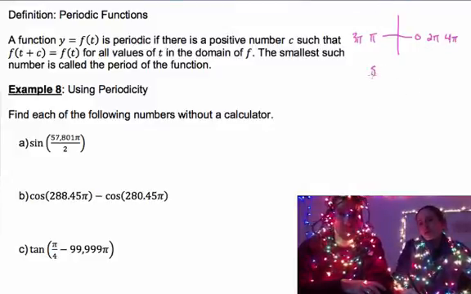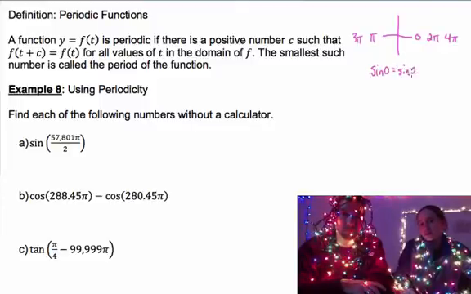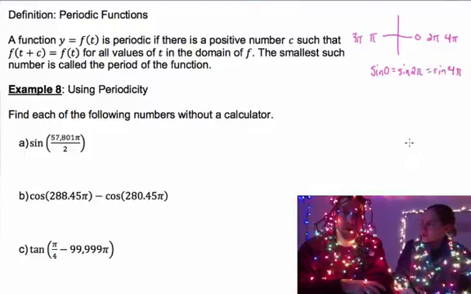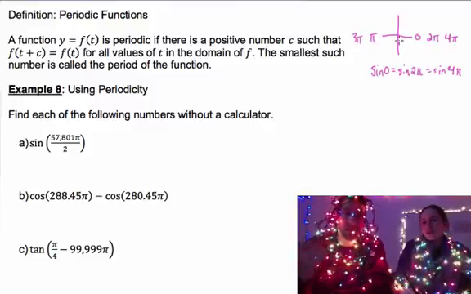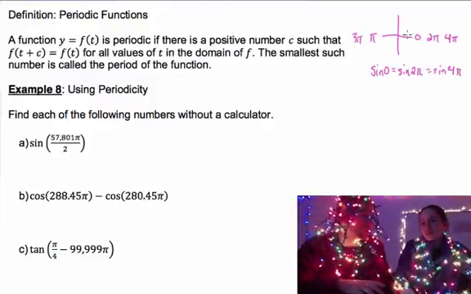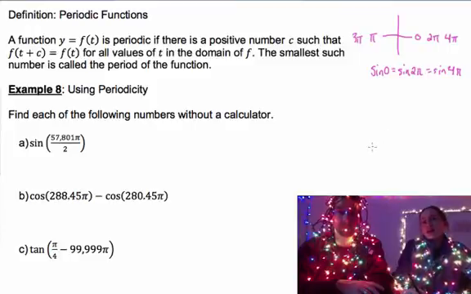So what happens is that sine of 0 is the same as sine of 2 pi, which is the same as sine of 4 pi. They give you the exact same answer every time. And so sine and cosine both have a period of 2 pi, and we'll really dive into that next section.